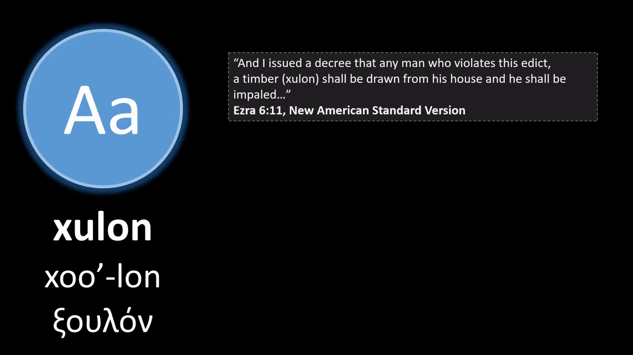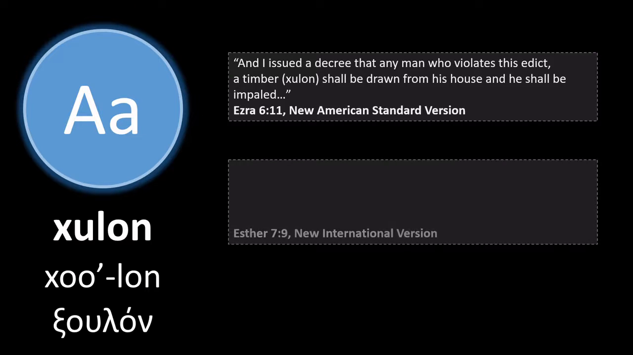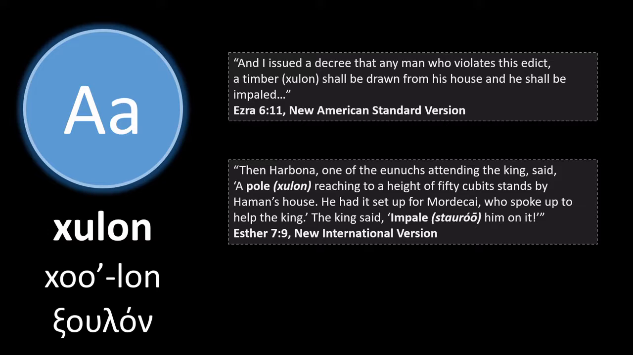If we go on to the book of Esther, there is another use of xulon in the Septuagint, this time in describing the instrument that was used to impale Haman, which in here is translated as pole. Interestingly, the verb used for impaling is stauroo, related to the noun stauros. Neither of these gives any indication that stauros or xulon would mean a cross.